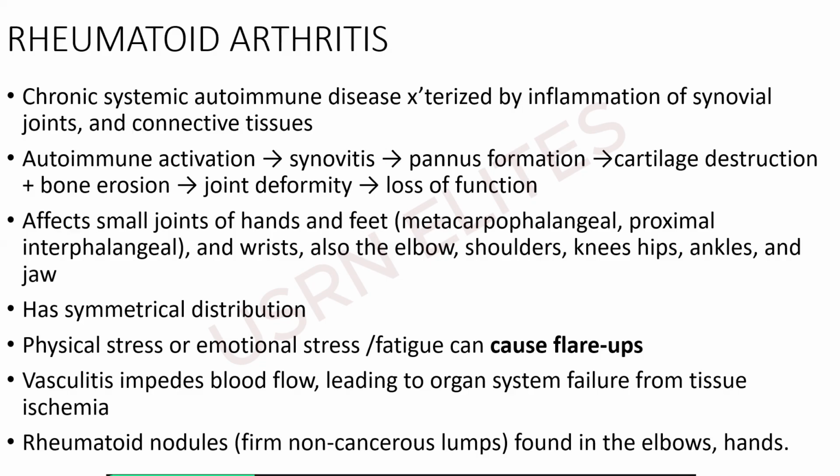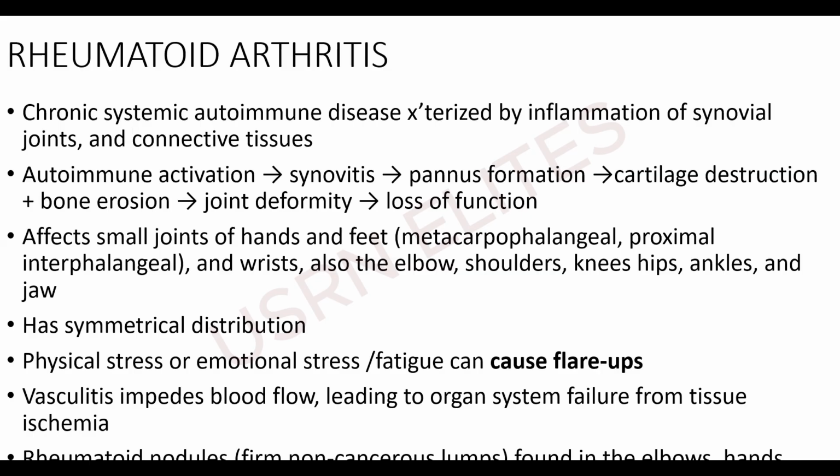Because I told you that this is an inflammation, inflammation can occur in every part of the body. And rheumatoid nodules are firm, non-cancerous lumps. Because it has to do with the flow of blood, you are going to have nodules, and they are found in the elbows and in the hands. So let me show you how this looks.